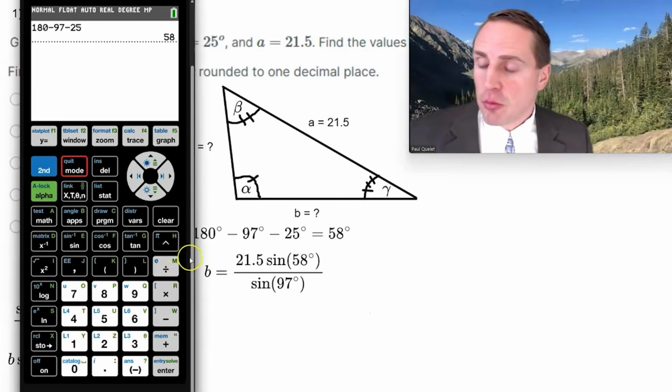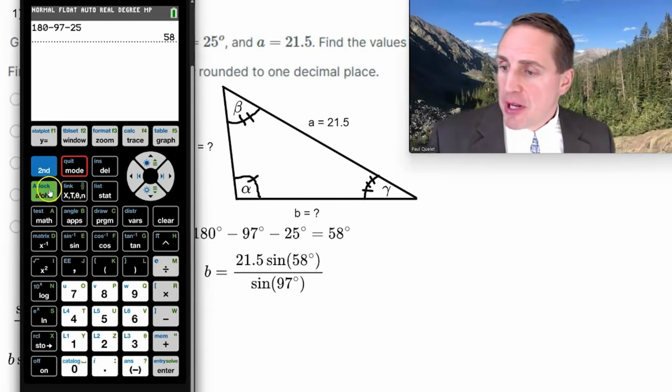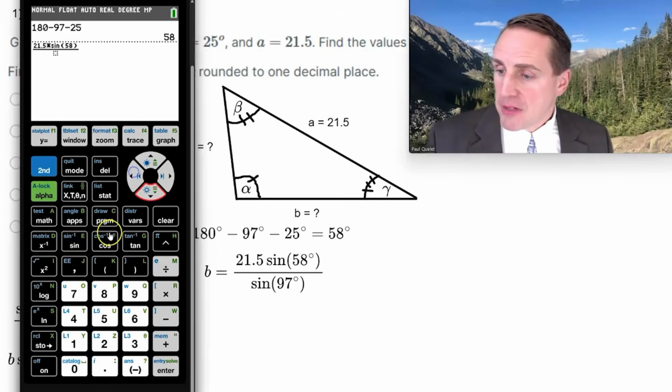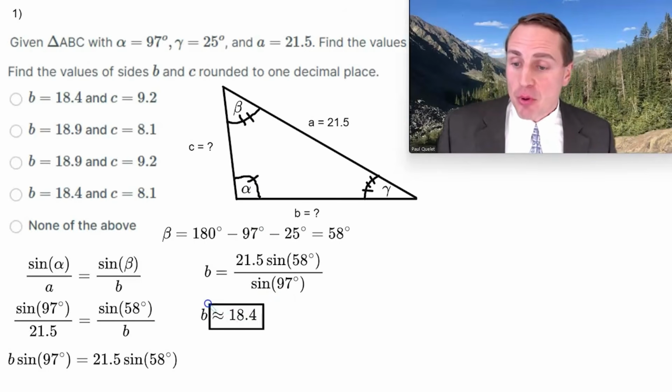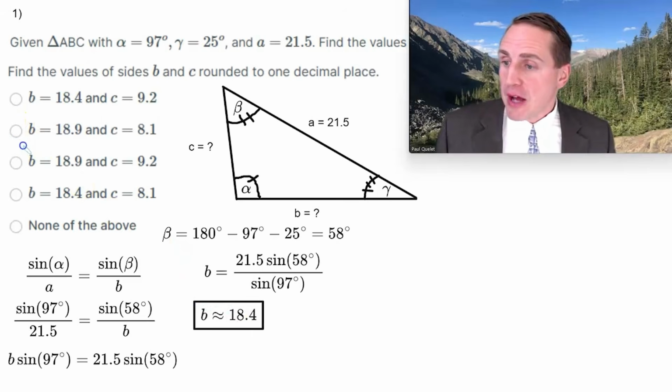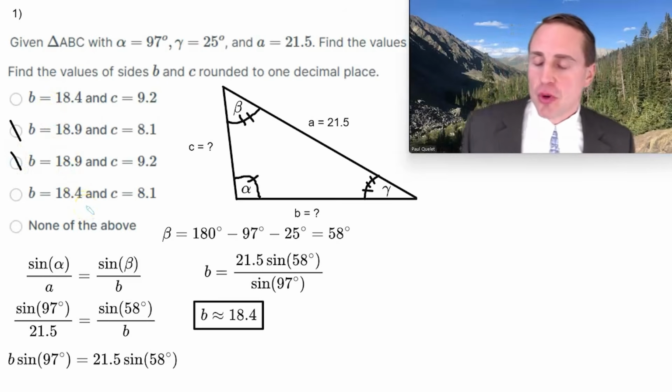Okay, so using our calculator with trigonometric functions, I'm going to use this fraction bar, and I'm going to do 21.5 times the sine of 58, and then I'm going to divide that by the sine of 97, assuming these are in degrees for the angles. So we get about 18.37. So with B being about 18.4, we should cross out 2 of the answer choices. So we're down to the first and the last choice.